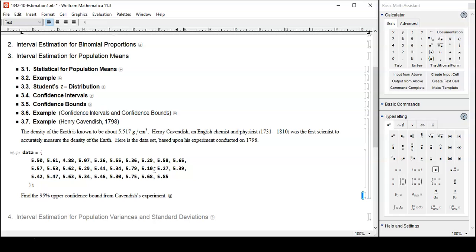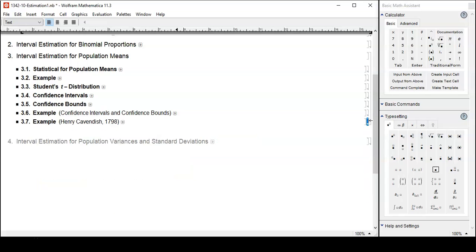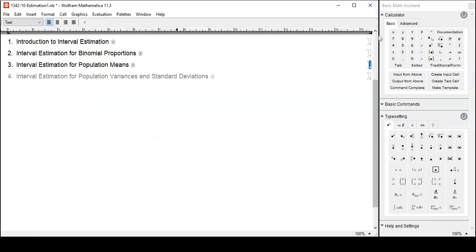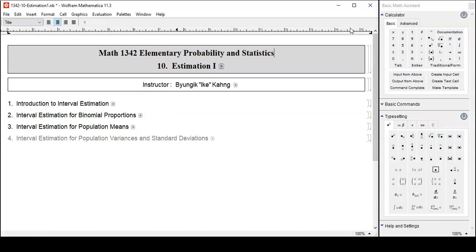I strongly recommend you complete this problem on your own. I may even assign it as a homework problem. I have done it before. Maybe I'll do it again.